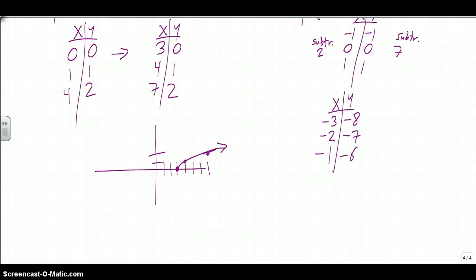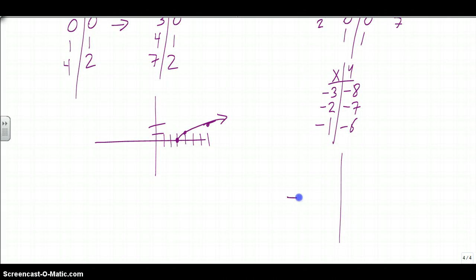So here we go. Remember, cubed roots look like snakes, right? They look like S's. So let's see. Negative 3, negative 8. Let's see. Right about there. Okay. Negative 2, negative 7 will be about right there. Negative 1, negative 6 will be right there. And it's got a little more of a curve to it than I'm giving it credit for. That's probably good enough. Alright.